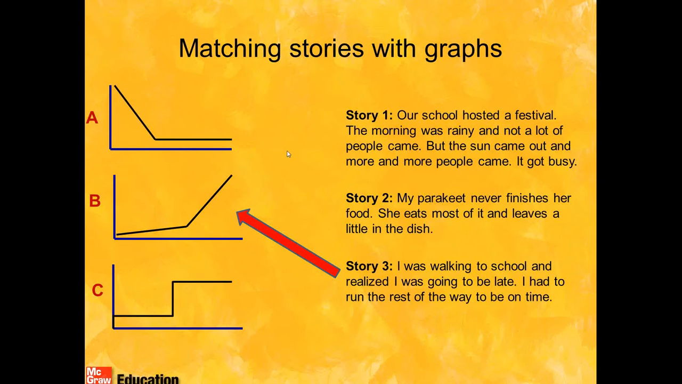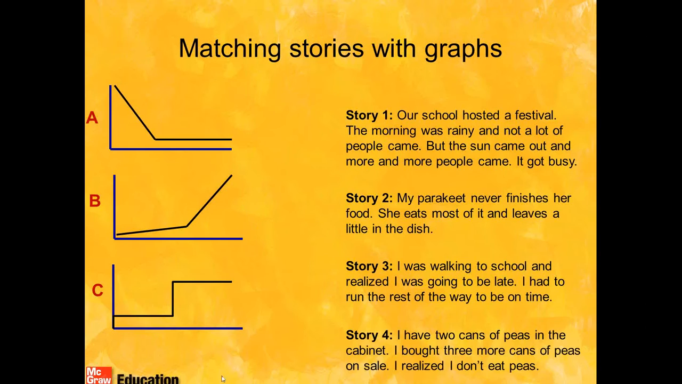And what do you think graph C could represent? What story could you tell about graph C? Well, here's one that one student wrote. I have 2 cans of peas in the cabinet. I bought 3 more cans of peas on sale. I realize I don't eat peas. I had 2 cans. They lasted a long time. Suddenly the quantity changed in an instant, and the quantity stayed the same for a period of time.